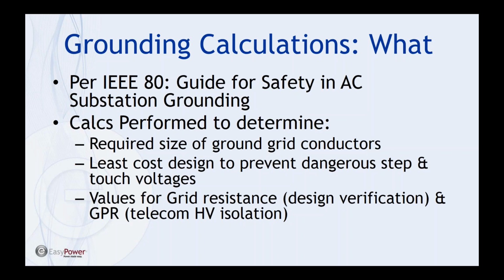The IEEE 80 standard also outlines calculation methodologies that help determine the size of grid conductors required for the amount and duration of fault current, and help determine the grid area, the number of ground rods, and the conductor spacing that could be used for a least cost design to prevent dangerous step and touch voltages. And finally, you can use the calculated resistance values to compare against actual grid resistance measured in the field for verification of design, or for additional items like ground potential rise calculations for specification of telecom HV isolation equipment.